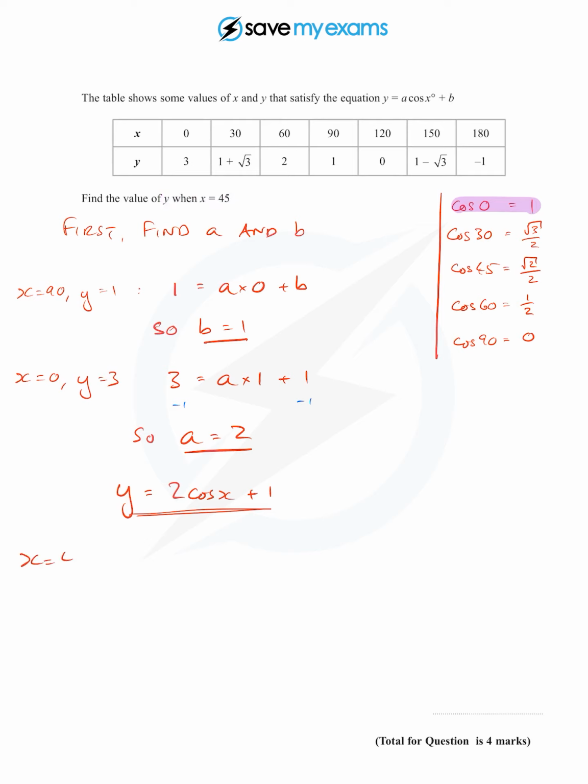So x equals 45 gives me y equals 2 cos 45 plus 1, and cos 45 we've already looked at. It's root 2 over 2. So this is 2 times root 2 over 2 plus 1. And the green cancelling pen comes in handy here because the 2 on the top and the 2 on the bottom cancel. And I am just left with y equals root 2 plus 1. And that is my answer.